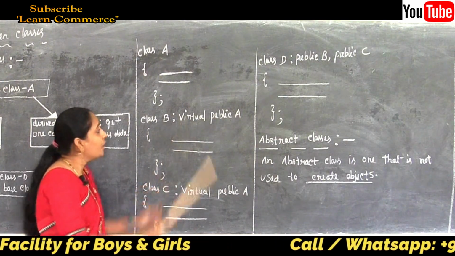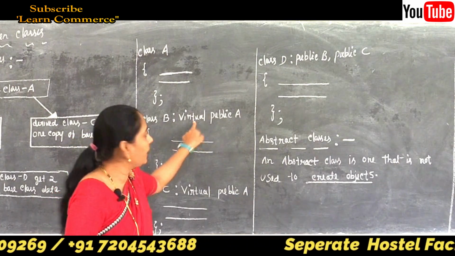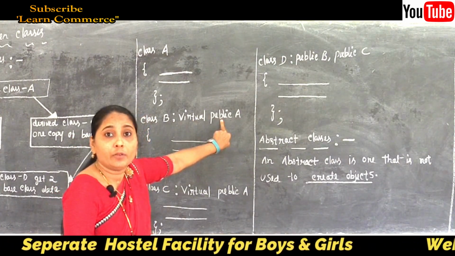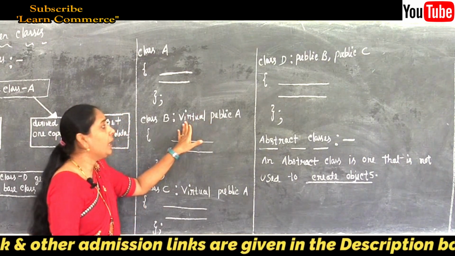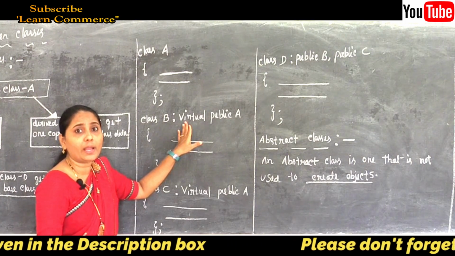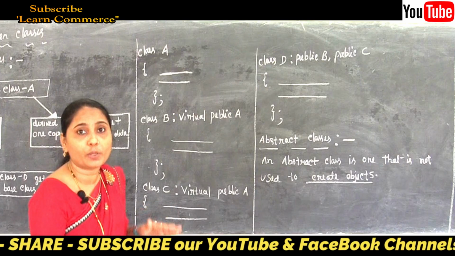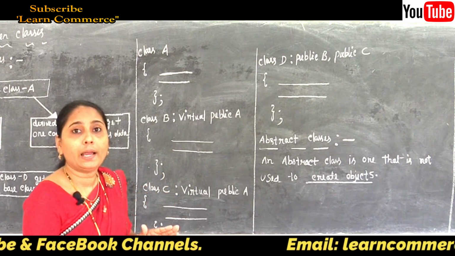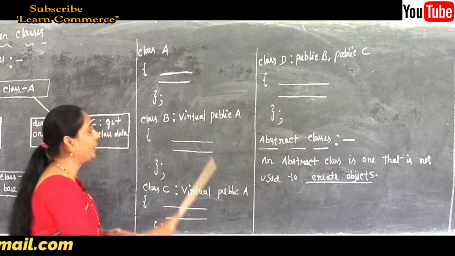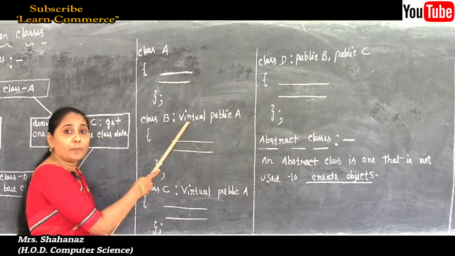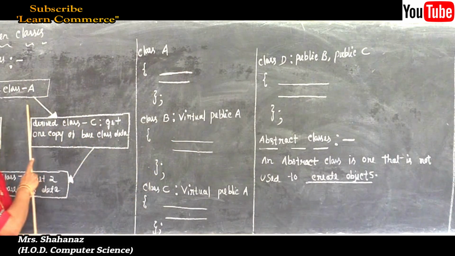Clear this point here? After the colon I used virtual, and next public. That means we should use the visibility mode also, not just virtual. It is a keyword, and you already know why I used the word virtual in this case. I already said some problems are going to be encountered, and to overcome this problem, the derived classes B and C should be declared as virtual. By using such virtual base classes, it is possible to solve the problem.